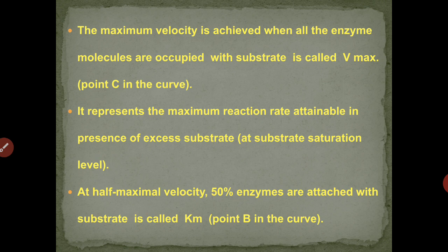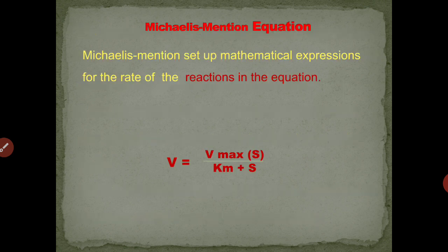The maximum velocity is called Vmax, and it represents the maximum reaction rate, and the half maximal velocity, where 50% of enzymes are attached with the substrate, is called Km. The Km is nothing but the Michaelis-Menten constant. Okay, so this is about the substrate concentration, and we have an equation called the Michaelis-Menten equation.